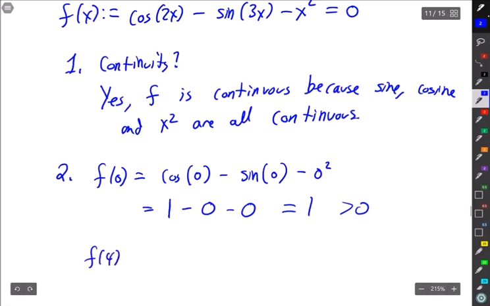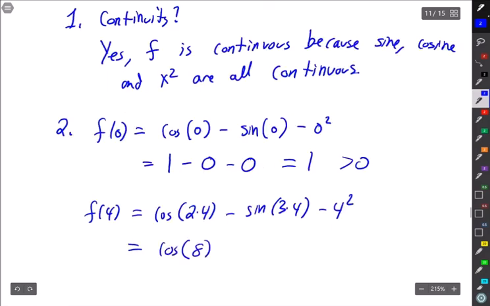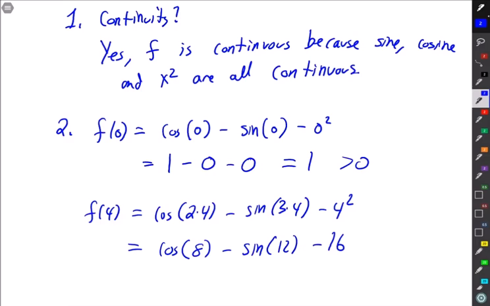f of 4 is going to be cosine of 2 times 4 minus sine of 3 times 4 minus 4 squared, which is cosine of 8 minus sine of 12 minus 16. This might look confusing at first and hard to solve, but the point is, all I want is that it's negative. Well, cosine can't be bigger than 1. It oscillates back and forth between minus 1 and 1. So that can't be bigger than 1, and that can't be bigger than 1. Or I guess less than minus 1 since I will have a negative sign in front of it.